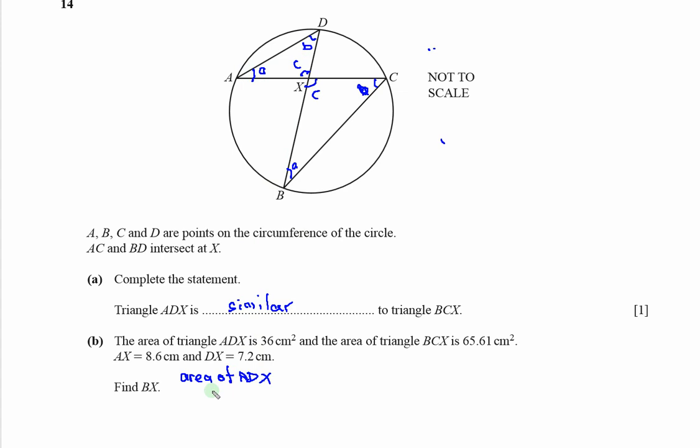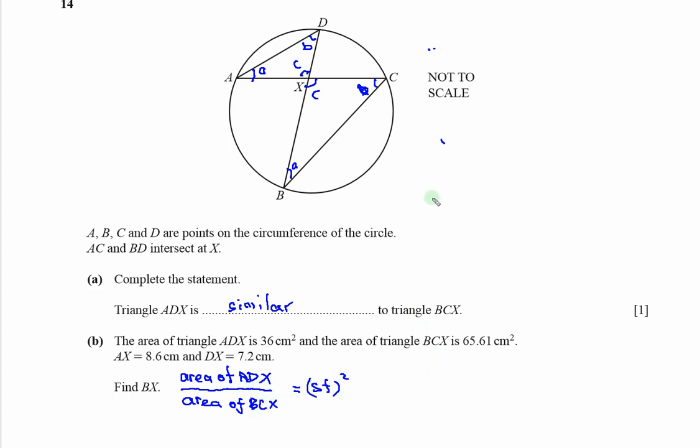ADX is this. Then area of BCX is actually equal to, since this is comparing the area, the scale factor, we should put a square. Okay, we're comparing the area.